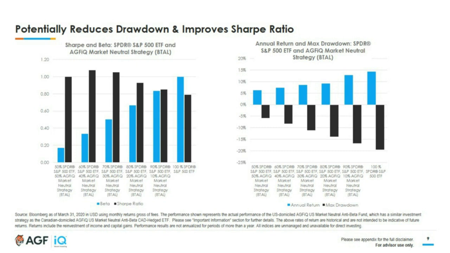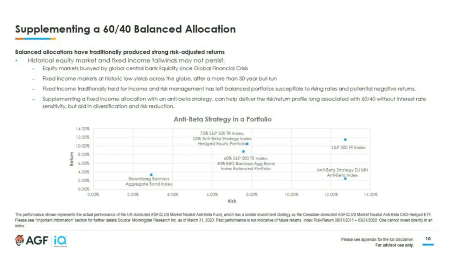Obviously, if you're a more conservative investor, you're going to own more BTAL and less core equity. If you're a more aggressive investor, you're going to own more equity and less BTAL. The other slide I'd like to quickly go to is the next one, and it takes a very specific example.